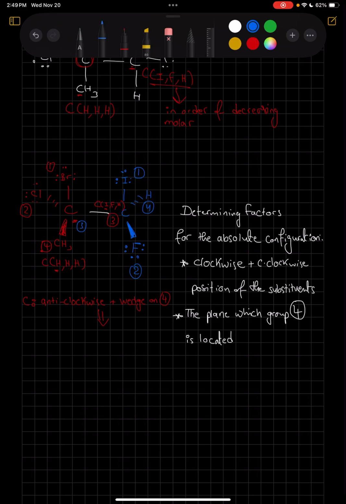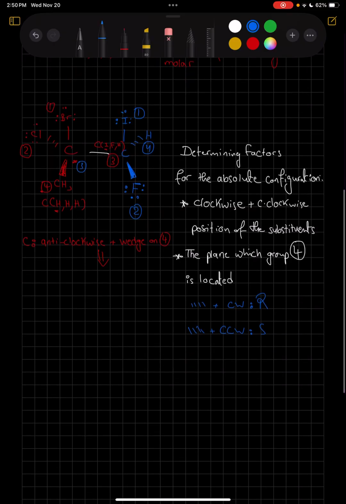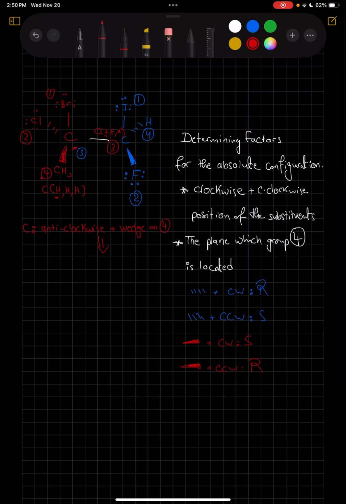So usually under normal circumstances, if you have a dash and clockwise, it's going to be R. If it's dashed and counterclockwise, it'll be S. If it's a wedge and clockwise, it'll be S. If it's a wedge and counterclockwise, it'll be R, okay? So anti-clockwise plus a wedge, it's going to be, in this case, R.